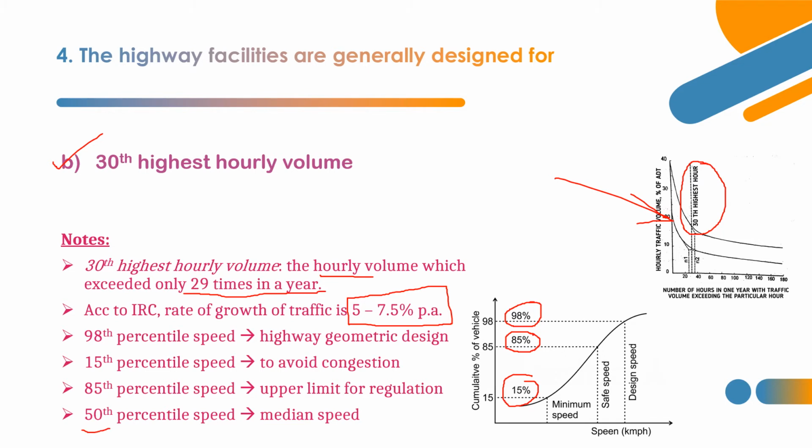The 50th percentile speed is nothing but the median speed. This is based on the graph of cumulative percentage of vehicles versus speed. In this graph we get the 98th, 85th, and 15th percentile speeds. Now let's move on to the fifth question.